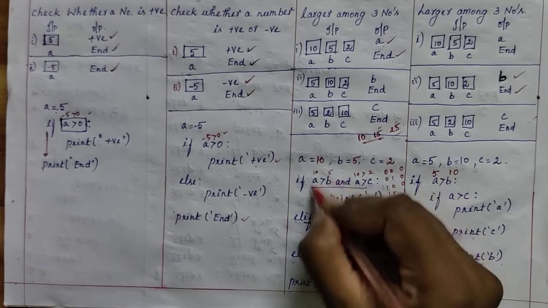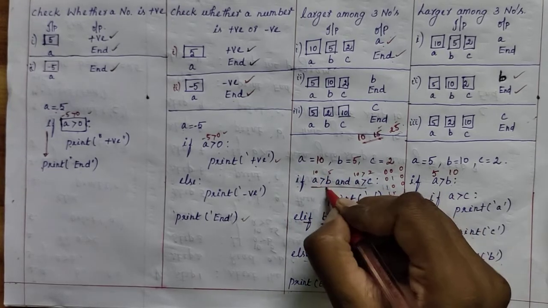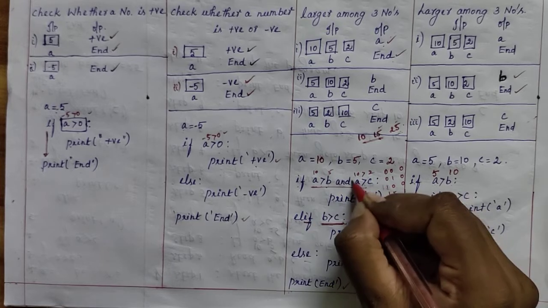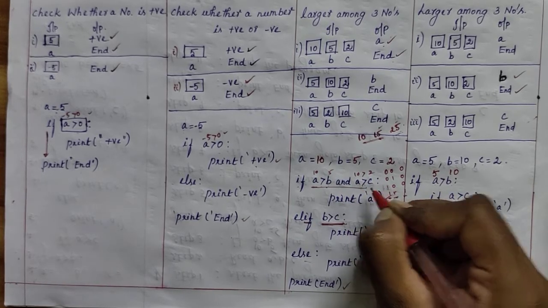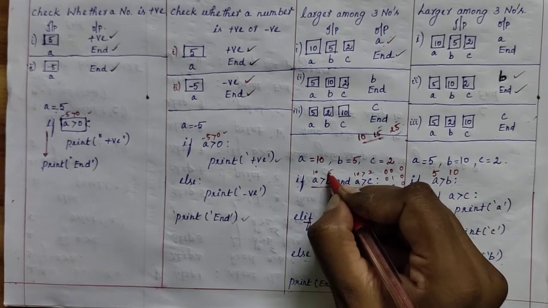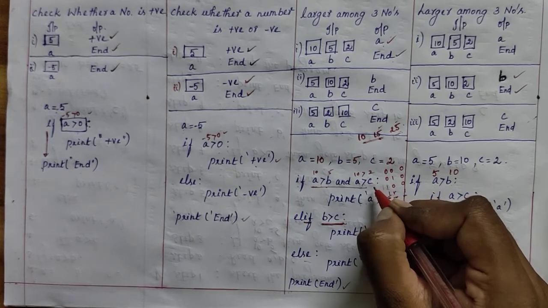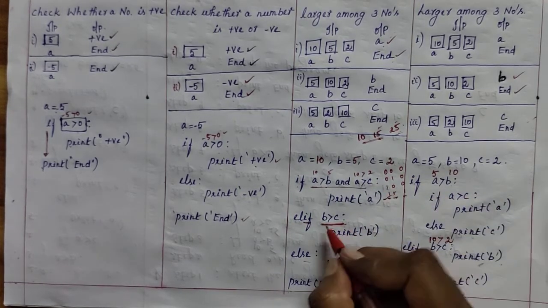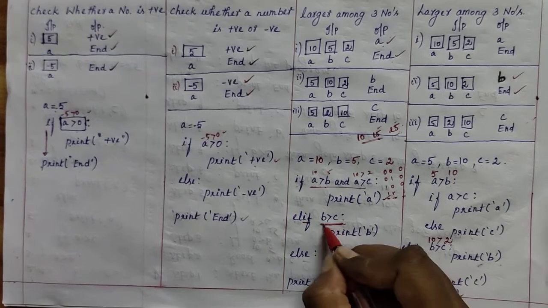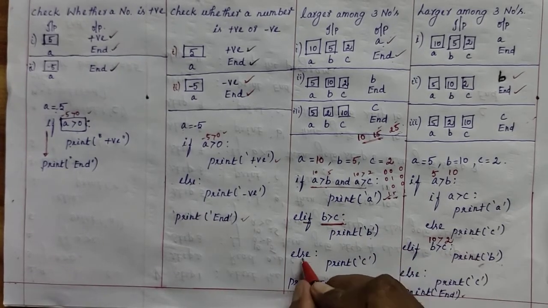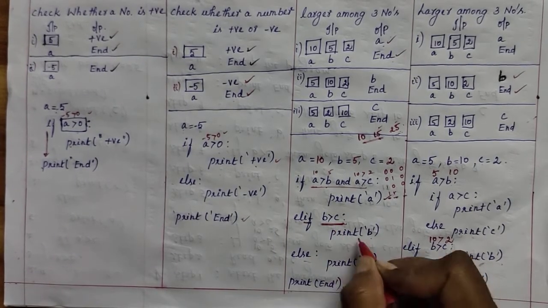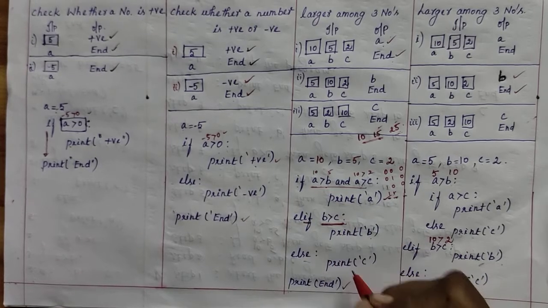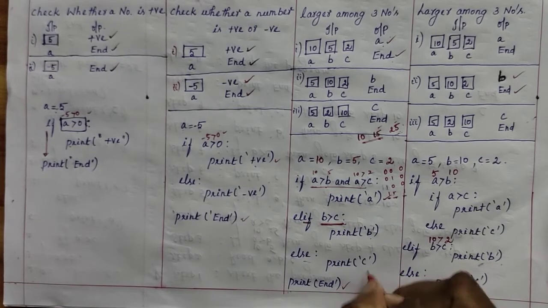So first this condition is checked. If this condition is true, then we check the second condition. If the first condition is false, there is no need to check the second condition. Then we compare B and C. If B is greater, print B, and in case B is smaller, this condition is false, therefore we are going to print C, and then end.